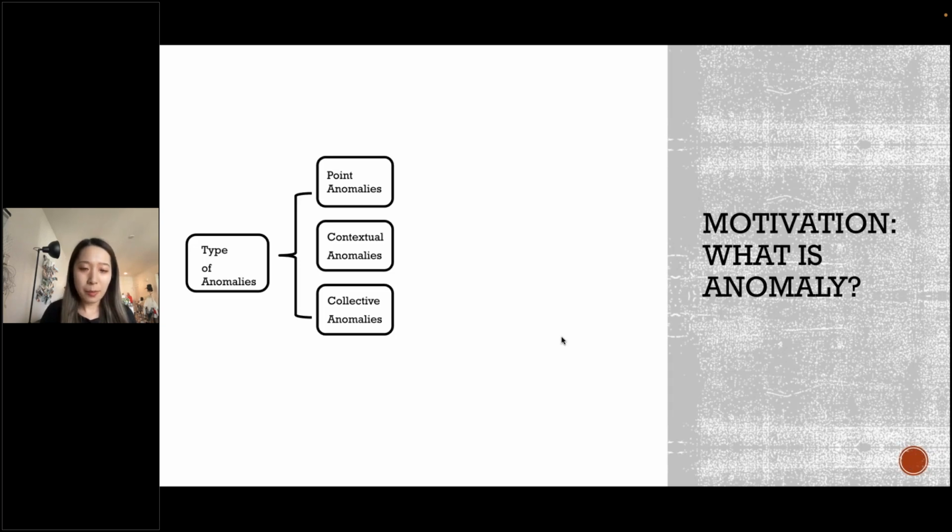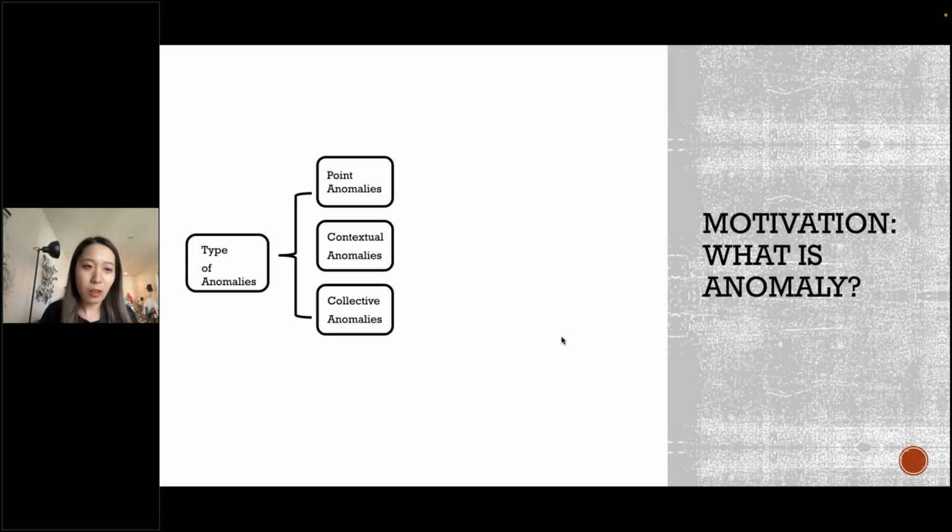I read a paper named Anomaly Detection: A Survey by Chandola, Banerjee, and Kumar, which was published in ACM Computing Surveys. It mentions that anomalies are patterns in data that do not conform to a well-defined notion of normal behavior. So anomalies or outliers have patterns very different from the majority of the group. This paper also categorized anomalies into three major types.